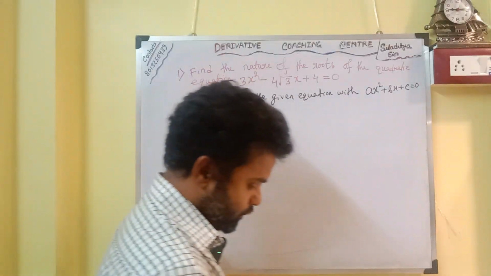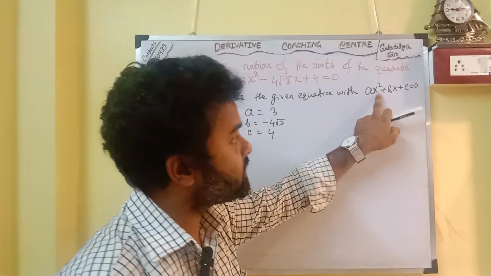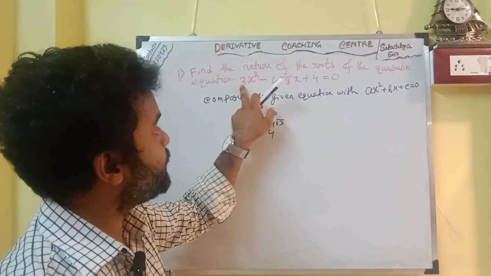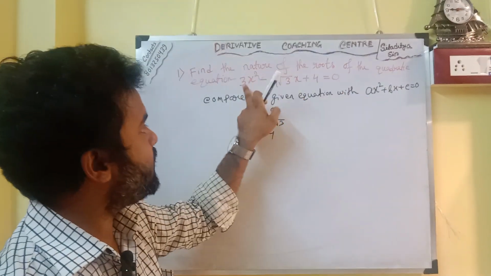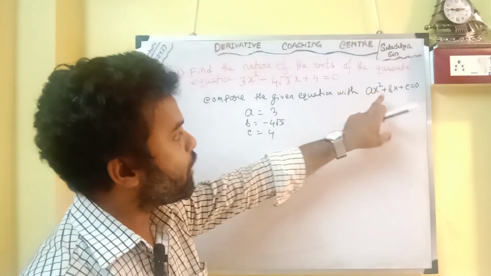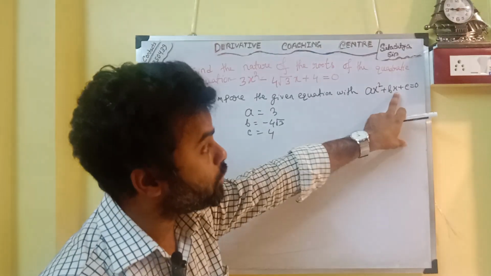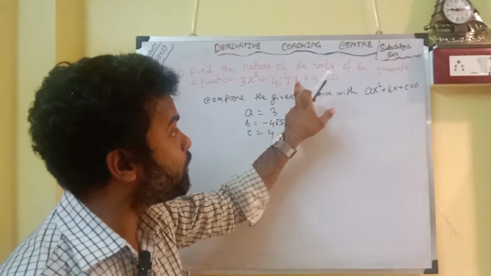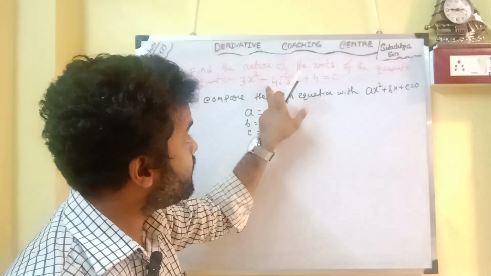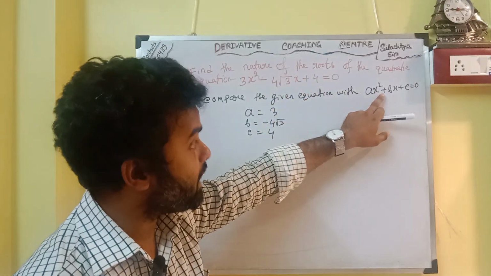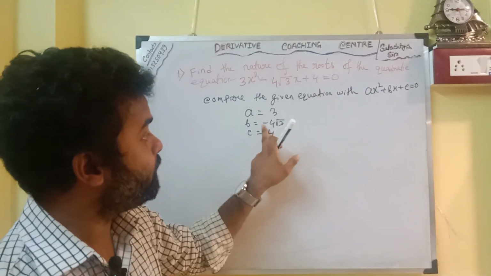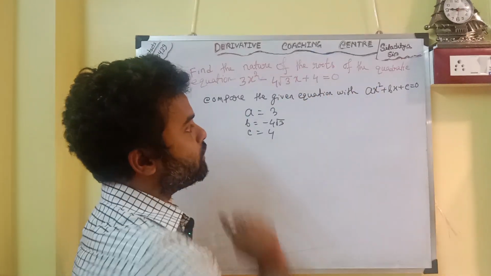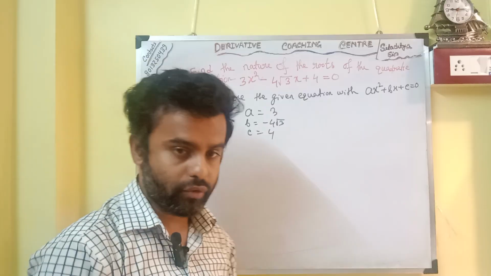How? Look, the coefficient of x squared is a, and here the coefficient of x squared is 3. So compare this a with 3, that is a equal to 3. Now, compared with plus bx, the coefficient of x is b, and here the coefficient of x is minus 4 root 3, so b equal to minus 4 root 3. The constant term is c, and here the constant is 4, so c equal to 4.